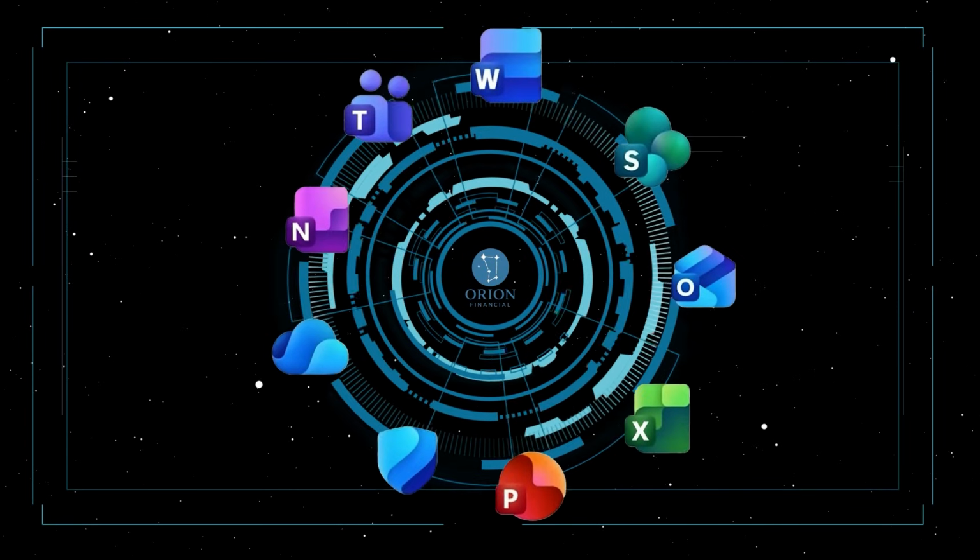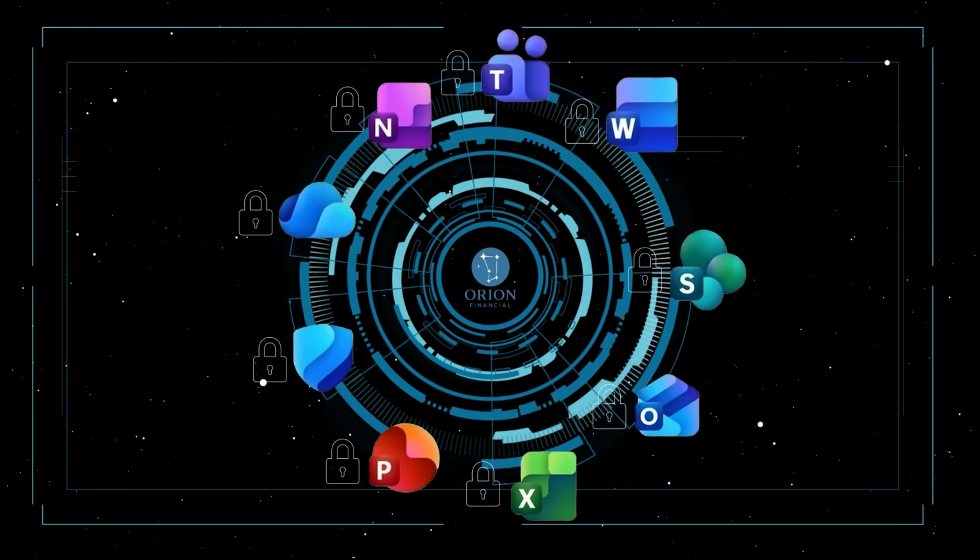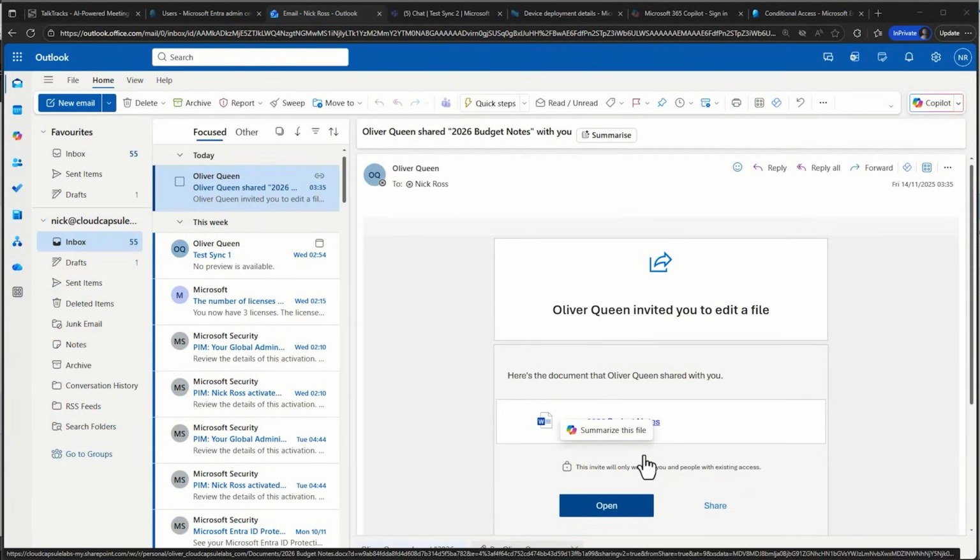Meet Orion Financial, a mid-sized accounting firm that lives in Microsoft 365. They have MFA turned on across every account, text codes, authenticator prompts, the works. One morning, their finance manager gets an email that looks completely legit. He goes ahead and clicks on this link here to open the document that was shared with him, and he's asked to go ahead and sign into his account.